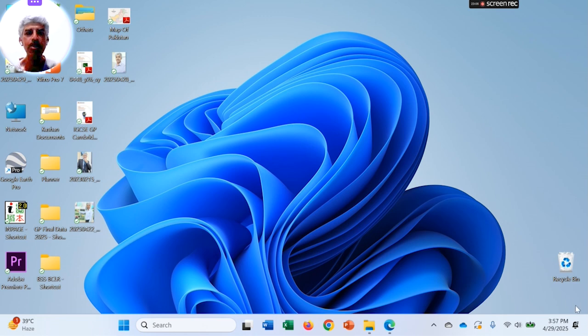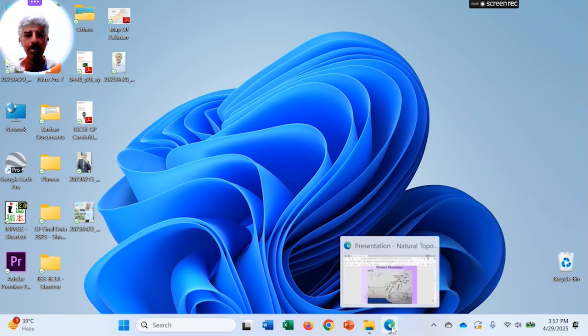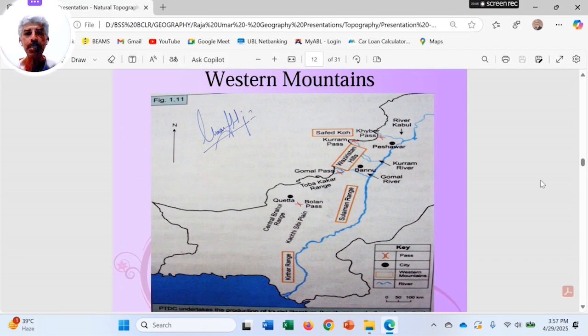And in today's lesson, we are going to talk about the Western Mountains of Pakistan. We are discussing the IGCSE O Levels Pakistan Studies, codes 0448 or 2059, paper 2. And in this lesson, we'll talk about the Western Mountains.